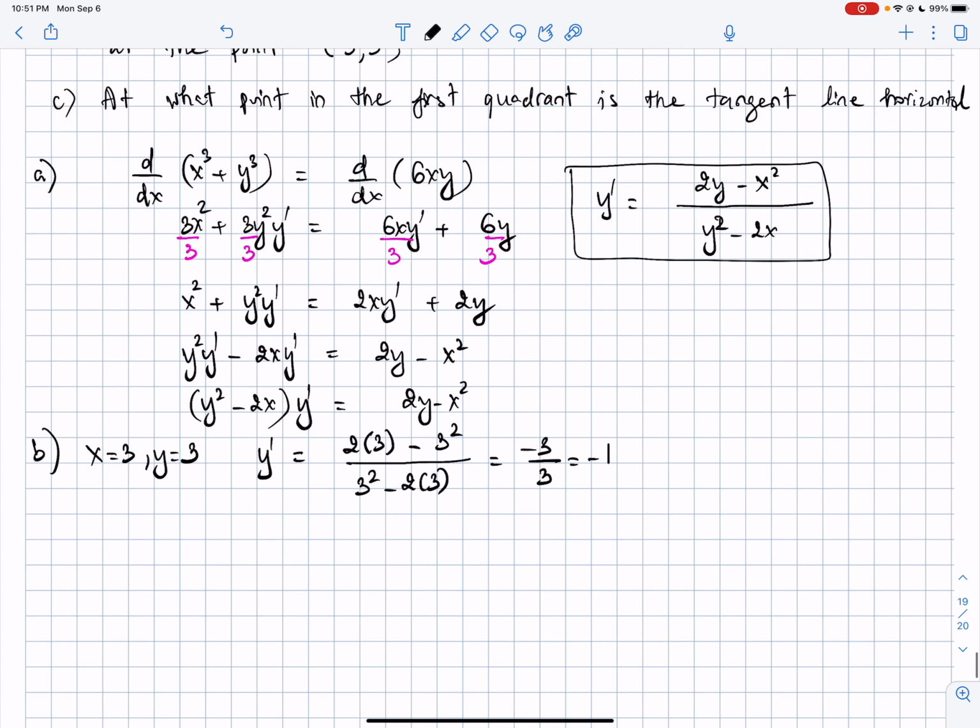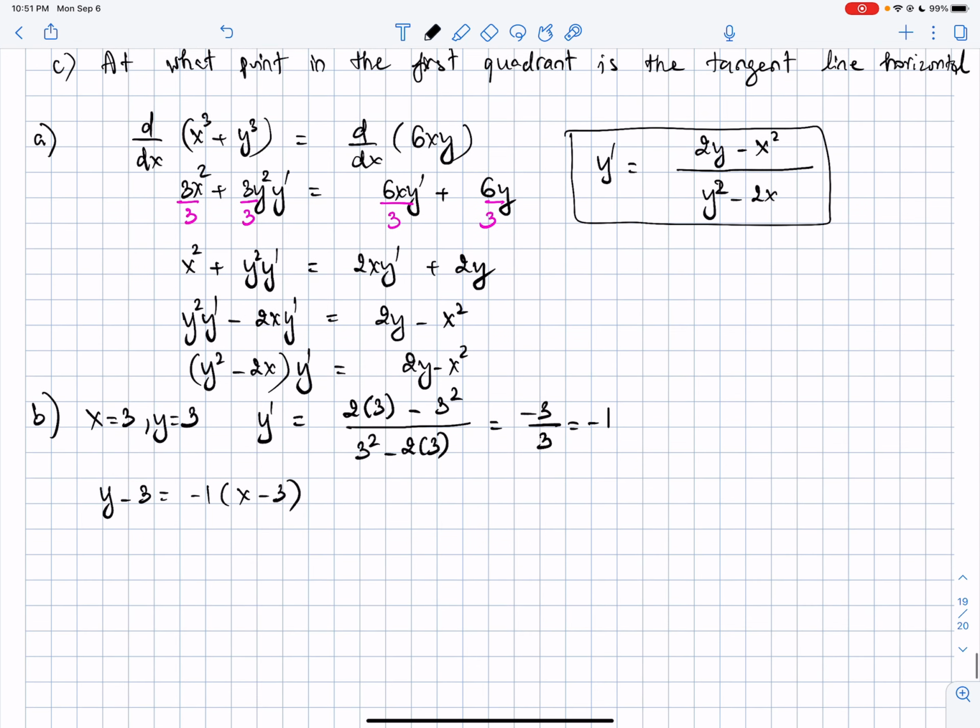Then we find the equation using the formula y minus y1 equals slope times x minus x1. So we will have y minus 3 equal negative 1 times x minus 3. Then I distribute this negative 1, and I got y equal negative x plus 6, or we write in the standard form: x plus y equals 6.